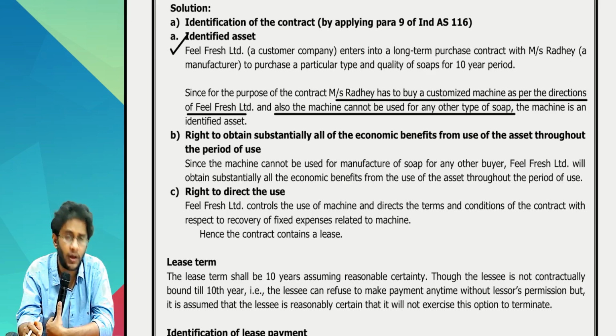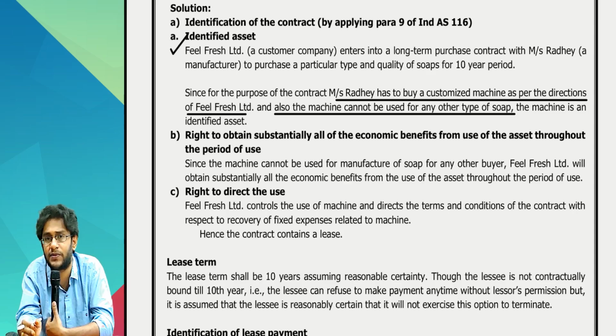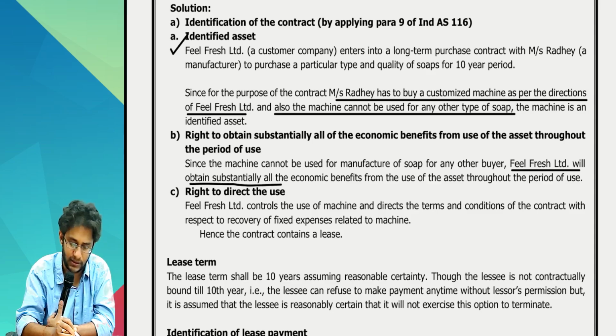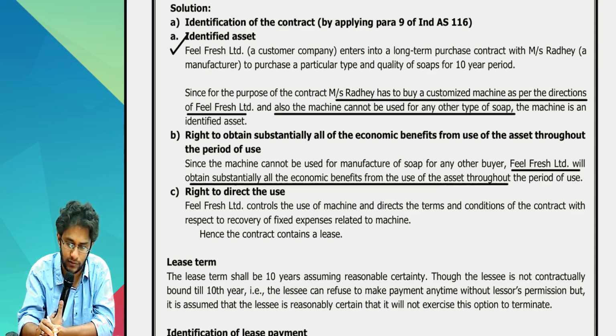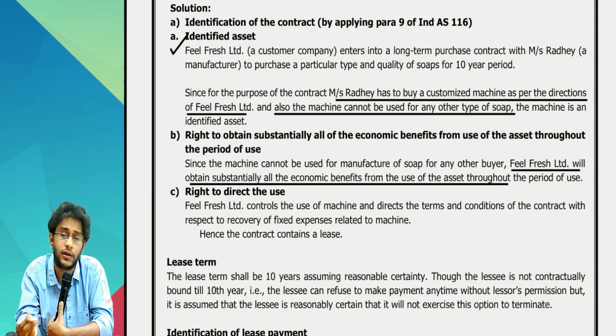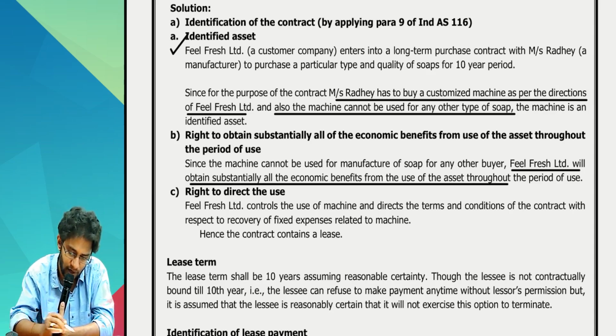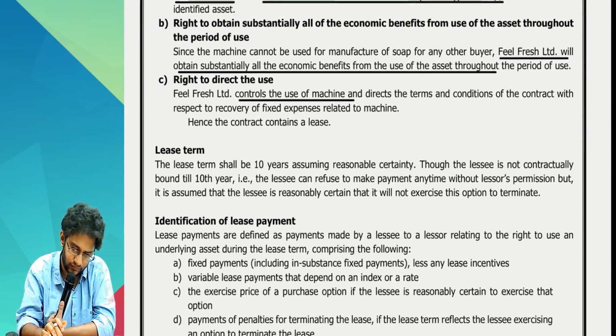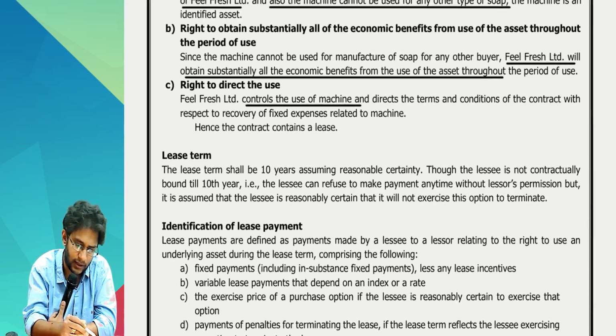Next, right to control the usage of the identified asset. Two points are there. Substantially all the economic benefits relating to usage of the asset should belong to the lessee only. Number two, decision making power also we should have. The machine cannot be used for manufacture of soap by any other buyer. Feel Fresh Limited will obtain substantially all the economic benefits from the usage of the asset throughout the period of usage. So those benefits substantially belong to us, and we control the usage of the machine. That is anyway there. So the contract contains a lease.